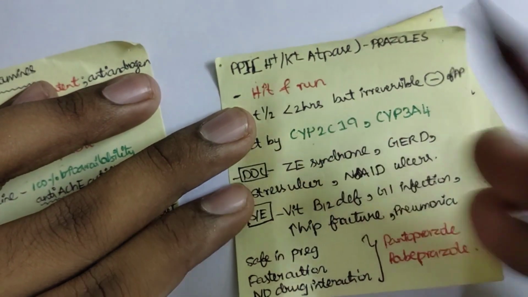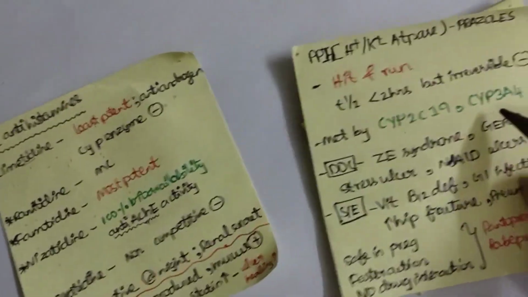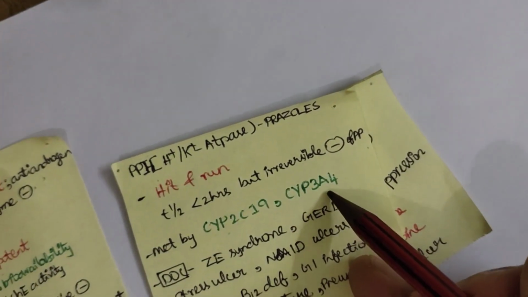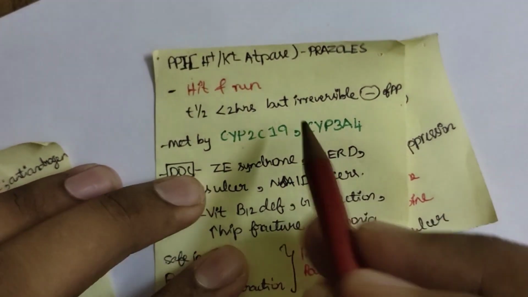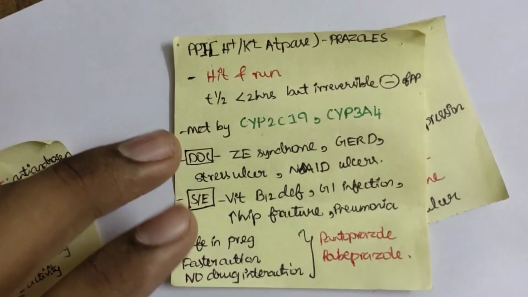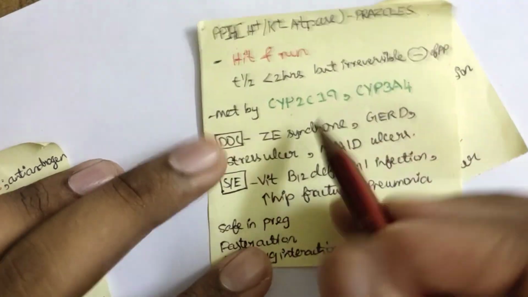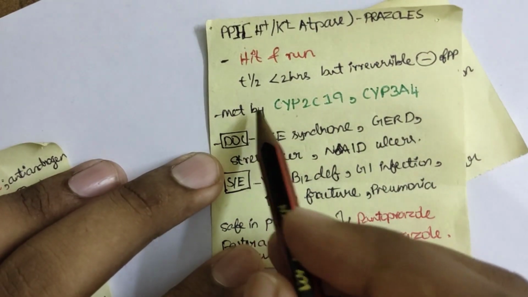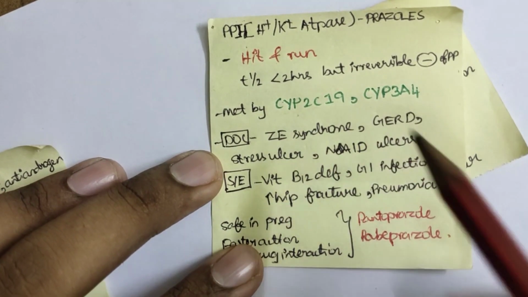So they have the mechanism of action by inhibiting the proton pumps through a hit and run mechanism, which is an irreversible phenomenon. So even though the T half is less than 2 hours, there will be a longer action. So it is metabolized by cytochrome 2C19 and cytochrome 3A4.